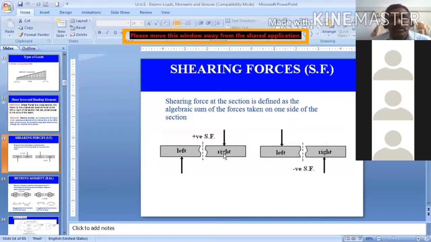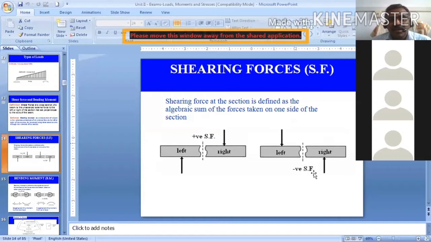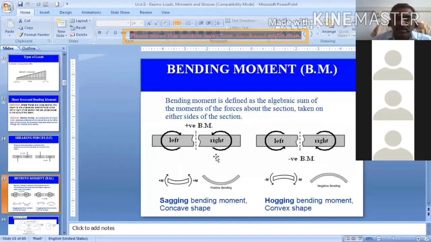This is for shear force. If you want to calculate the shear force at this section, you consider either the right side or the left side. Any one of the sides you have to consider. If you consider the right side, downward you take positive; on the left side, upward you take positive. Negative is just the opposite: right side upward, left side downward. This is the sign convention we are going to use throughout this unit. You can follow the opposite also, nothing wrong, but you have to maintain the same for all problems.